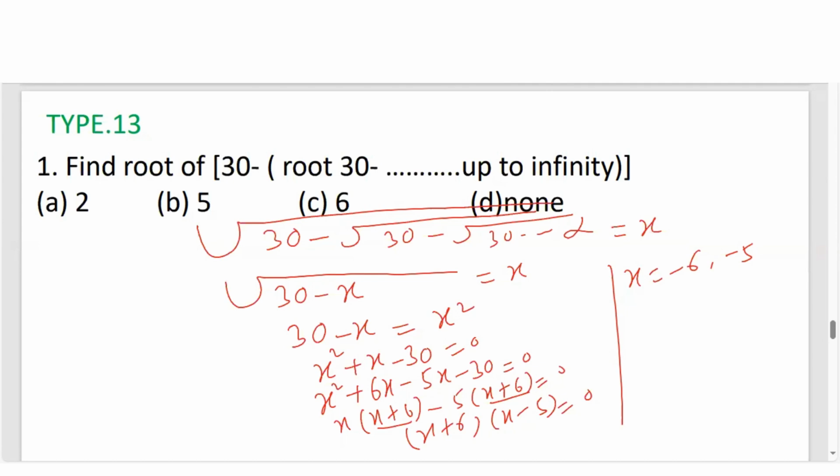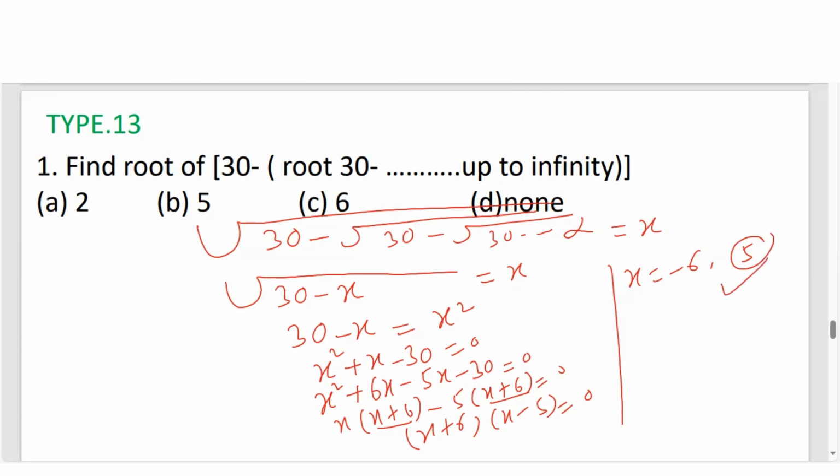Now you see here what the condition is. Here we have taken 30 minus the root of 30. So common sense says, whatever number we get here will always be less than this 30. So our answer should be positive, right? So write positive only. So x + 6 = 0 gives minus 6 and x − 5 = 0 gives 5. So what we are getting is x equal to positive 5.